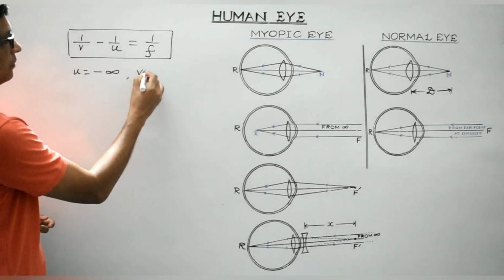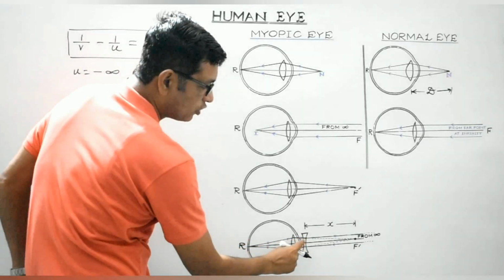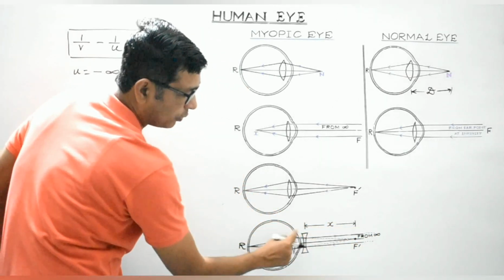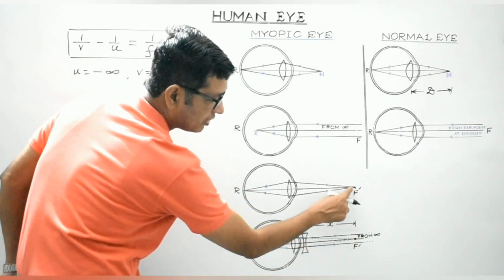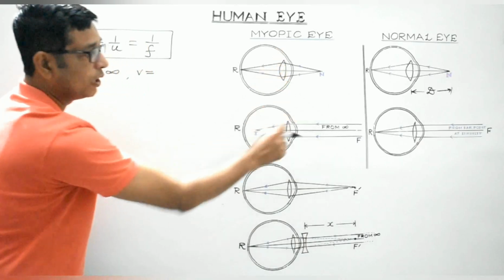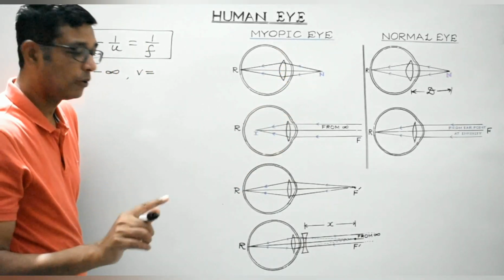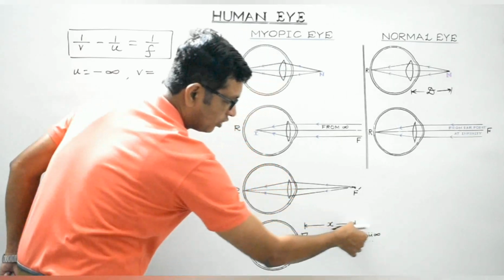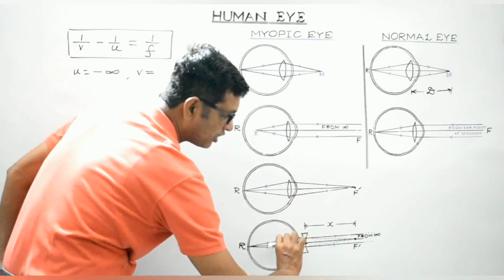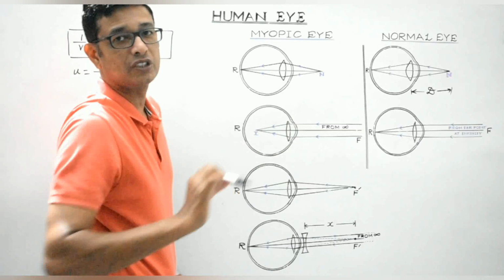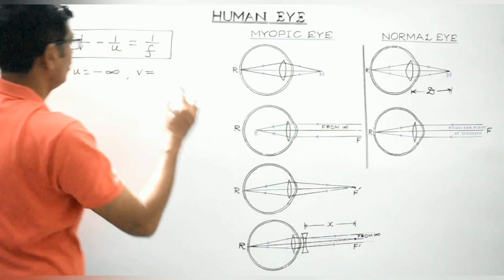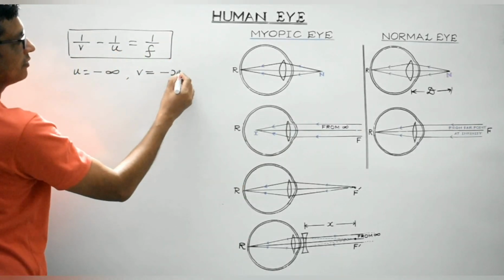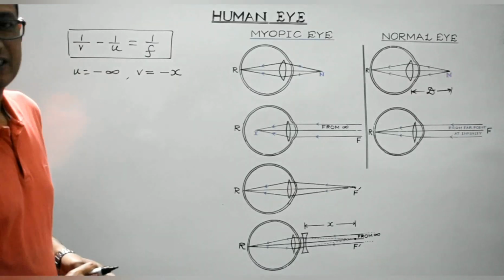And what about V? Its virtual image is obtained at this point, which is the far point of the myopic eye. And far point of the myopic eye is considered to be X. Again, incident ray is traveling along this direction and X is measured from optical center in a direction opposite to the direction of the incident ray. So, it will be again taken as negative. So, V is equal to minus X.